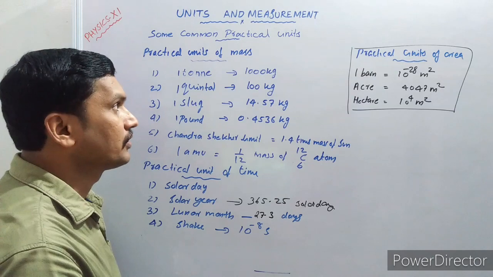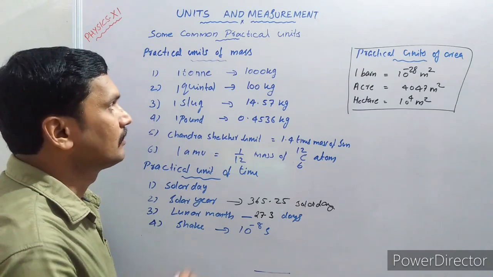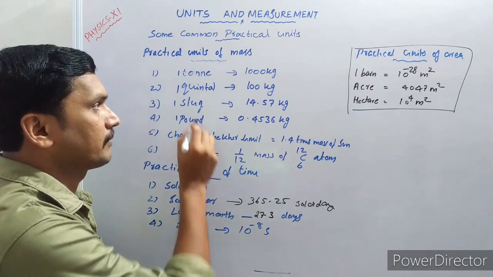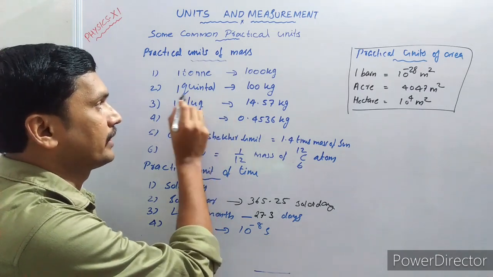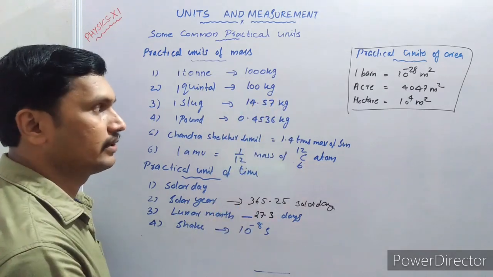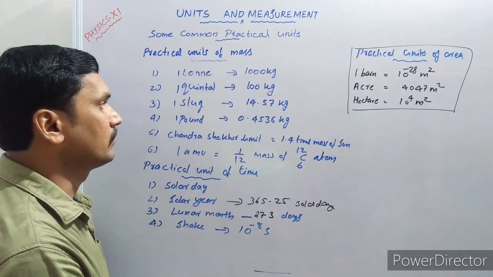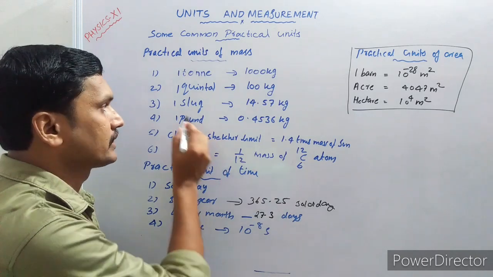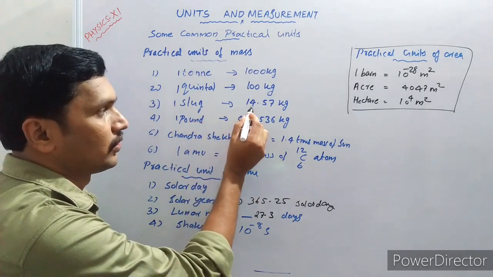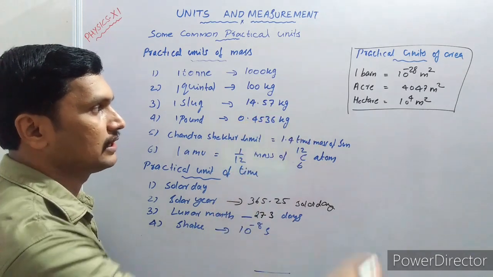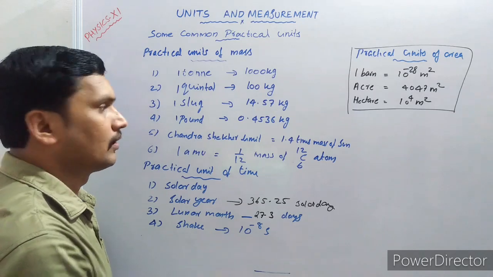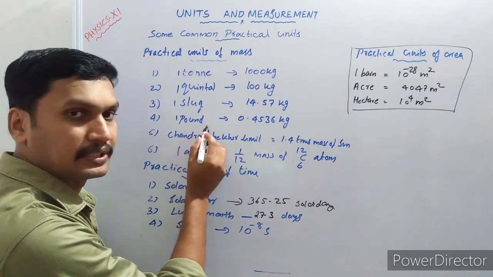Large masses are usually expressed in tons. 1 ton is equal to 1000 kilogram. Another practical unit, quintal. 1 quintal is numerically equal to 100 kilogram. And the unit slug. 1 slug is equal to 14.57 kilogram.